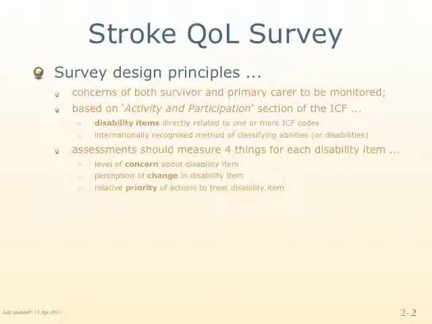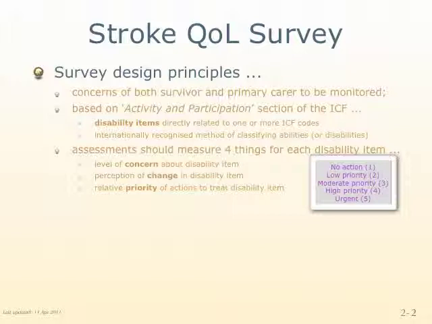Thirdly, it should measure the relative priority of actions to improve his or her capacity to perform a particular activity. Suggested choices and scores here could be no action with a score of 1, low priority with a score of 2, moderate priority with a score of 3, high priority with a score of 4, and urgent with a score of 5.